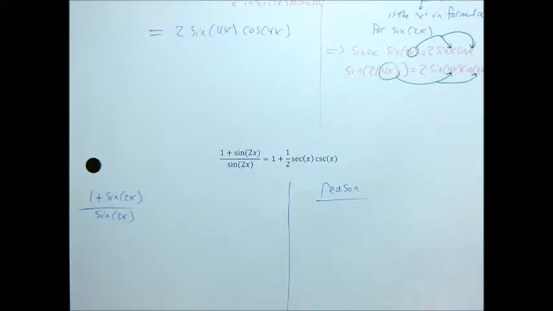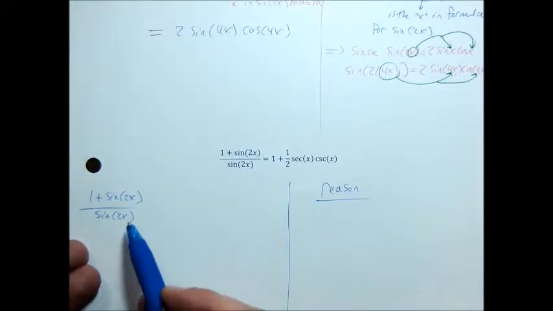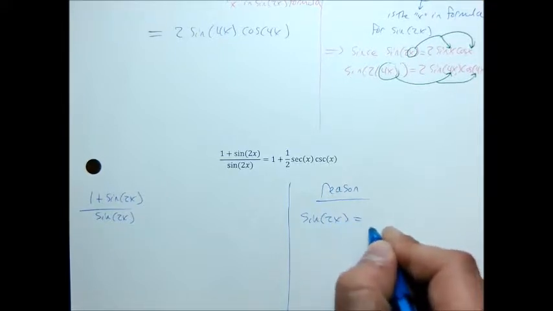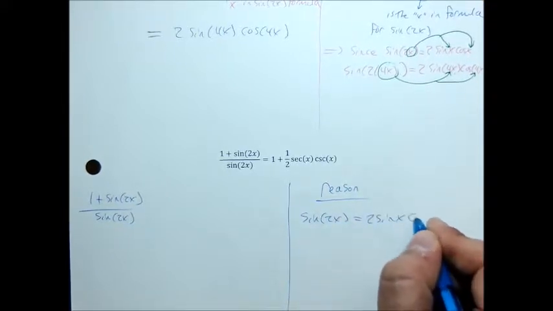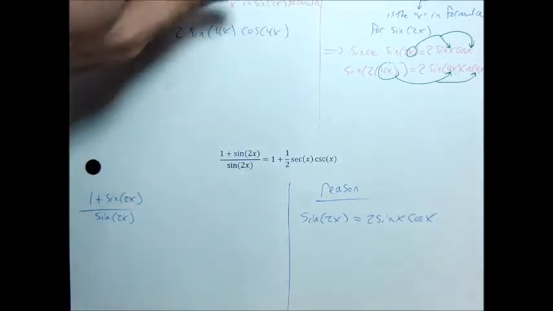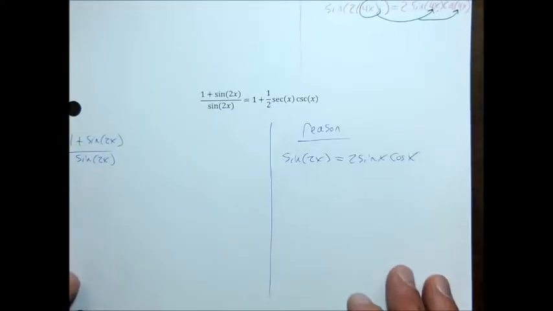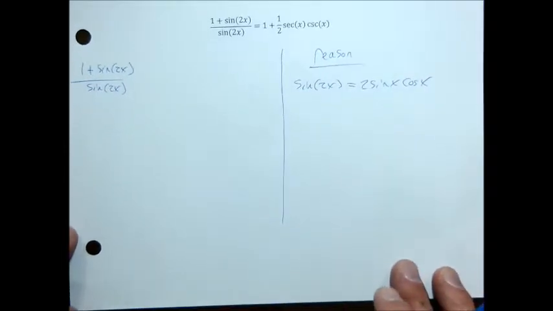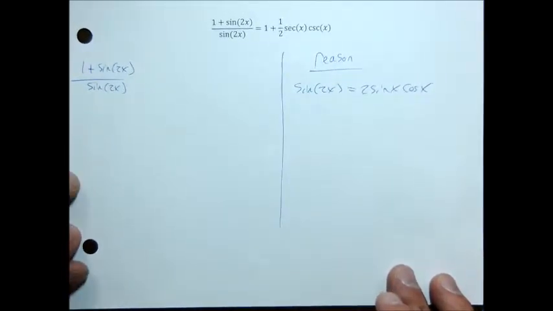And you want to use, you know, we have sine of 2x in there, so it makes sense to use the double angle formula. So you're going to make that substitution and see if you can simplify it down into 1 plus 1/2 secant cosecant. And I'll just say that this might be a good problem to work backwards on.